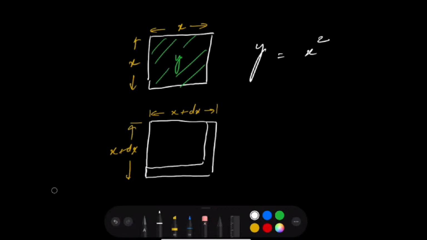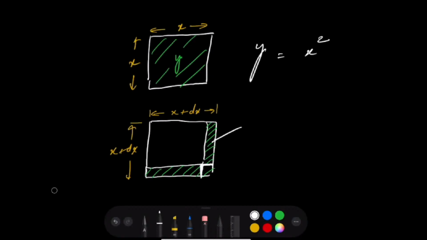Now your area has also increased. By how much? Your area is increasing by this much amount. This is the new additional area that you have. So what is that new additional area? Let me try to find out. I am dividing it into three sections. Two long rectangles you get.